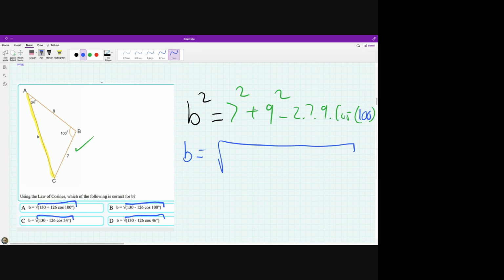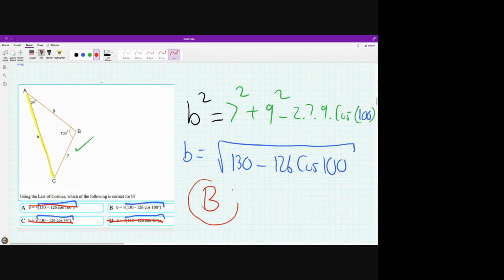7 squared is 49, and that's 81. So 49 plus 81 is 130. And 2 times 7 times 9 is 126. And that seems to be that. So which option matches that? Well, it's not that one. It's not that one. And there's a plus in this one, which doesn't work. So it must be a minus. So the correct option is B.